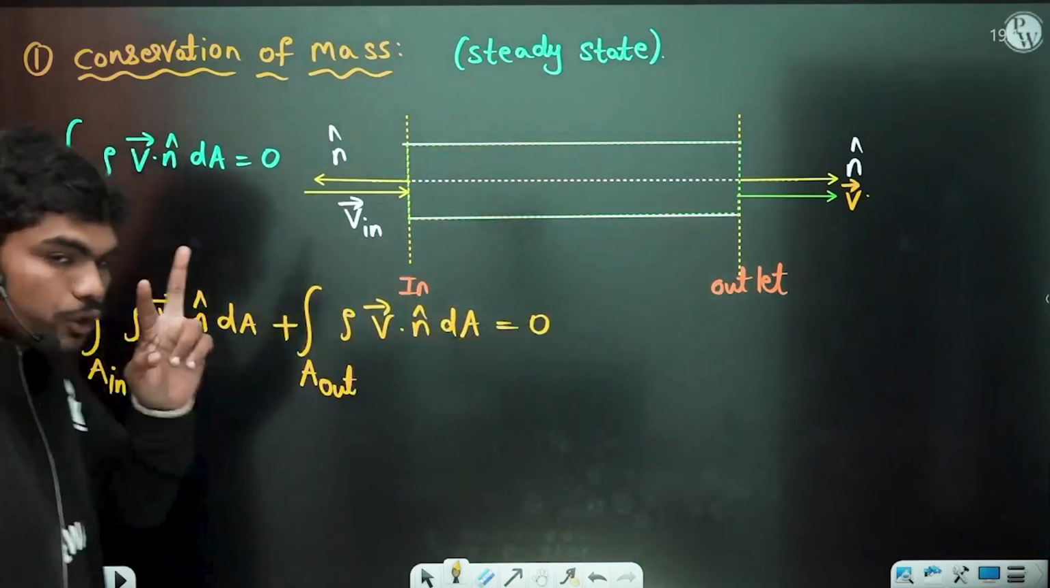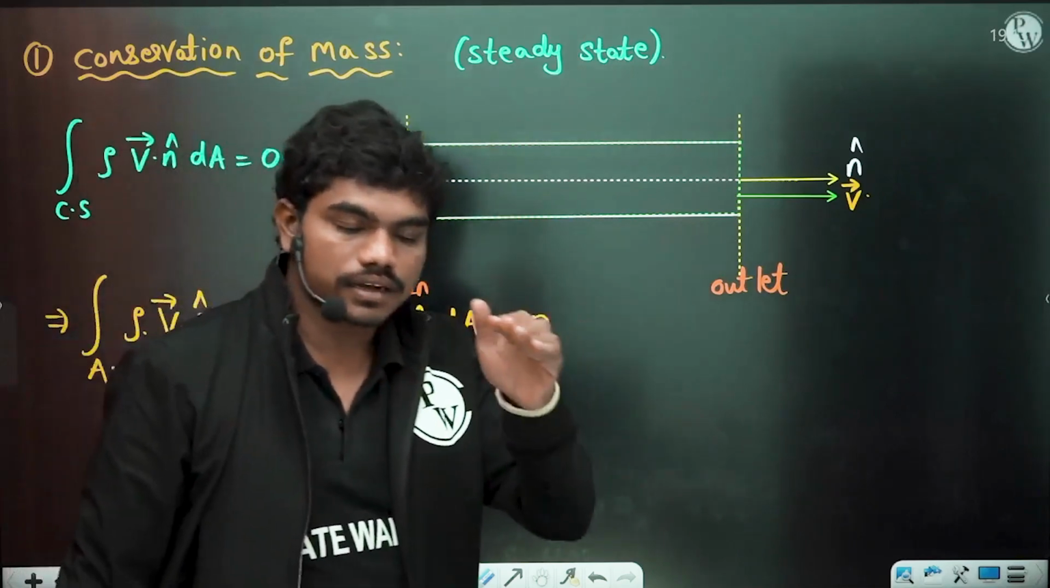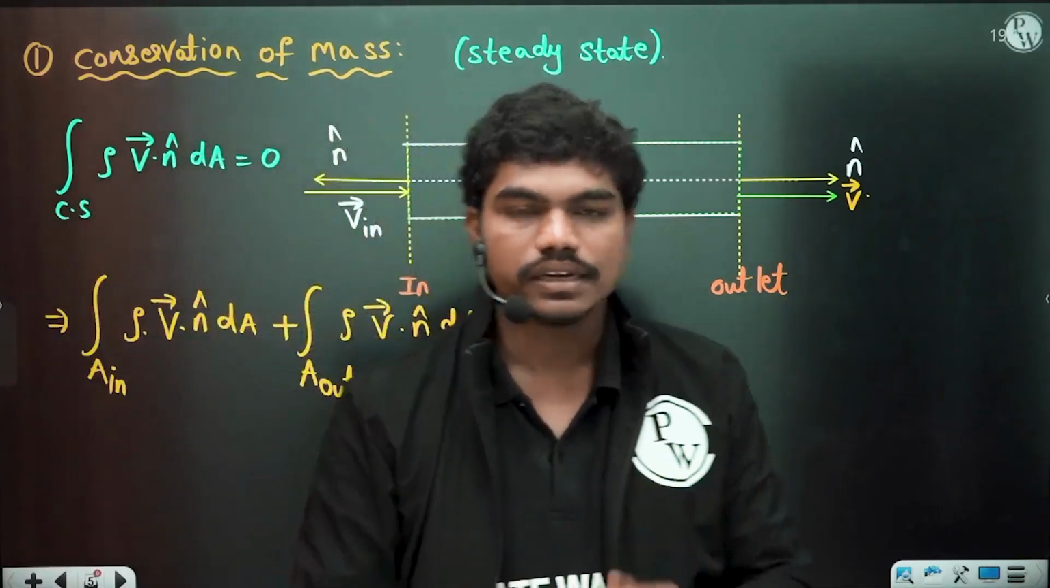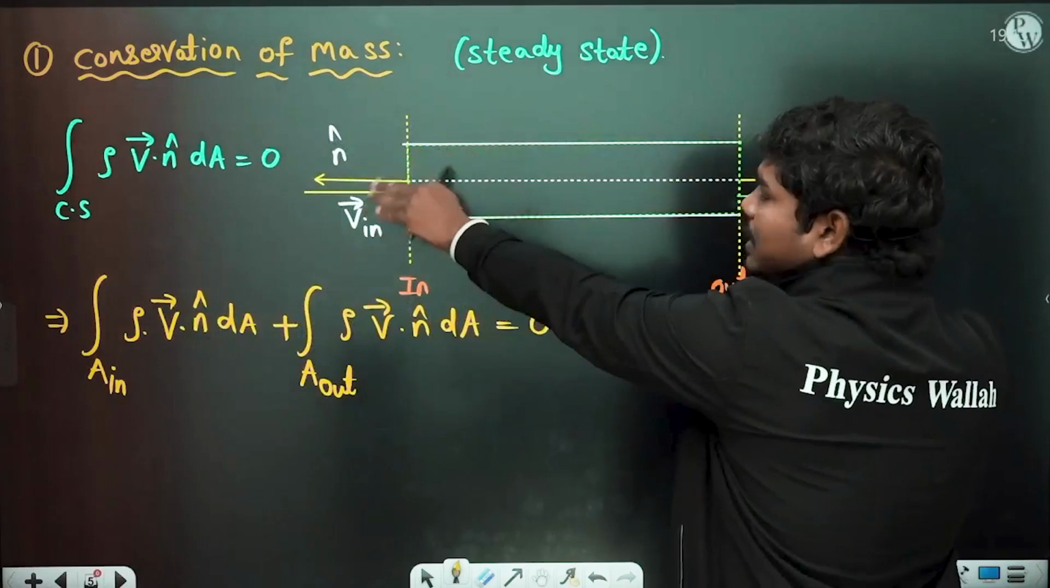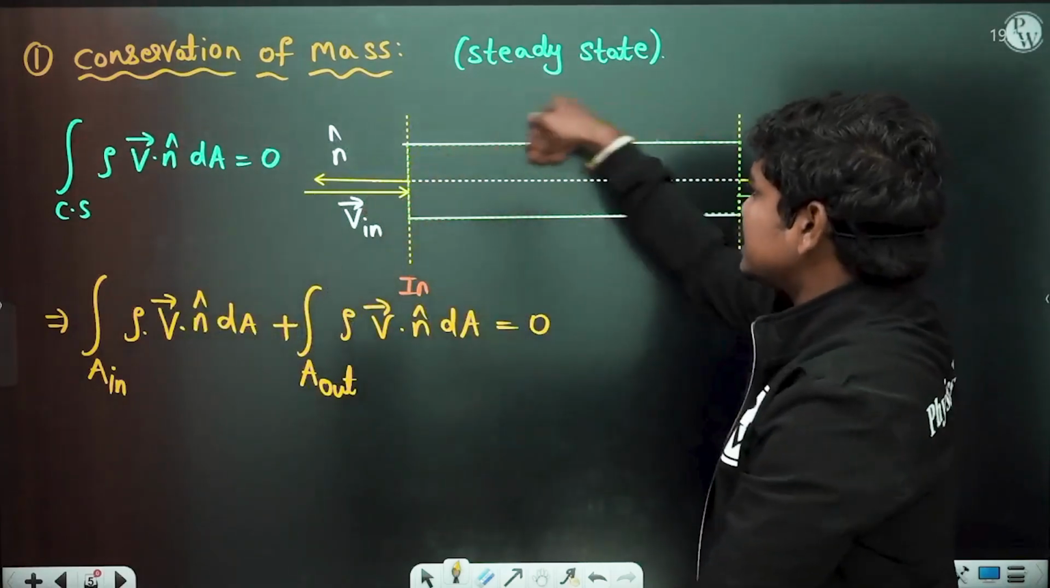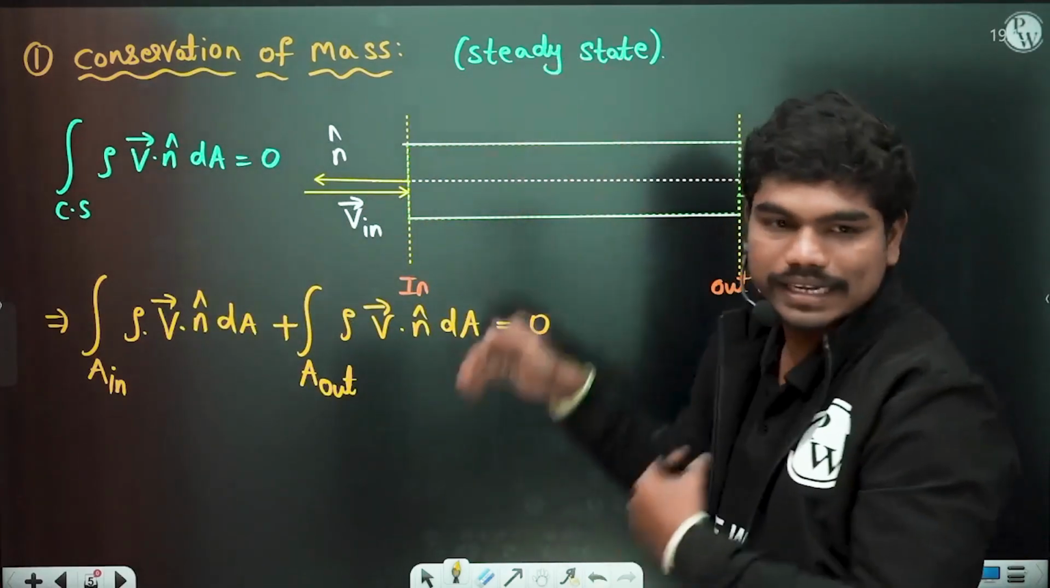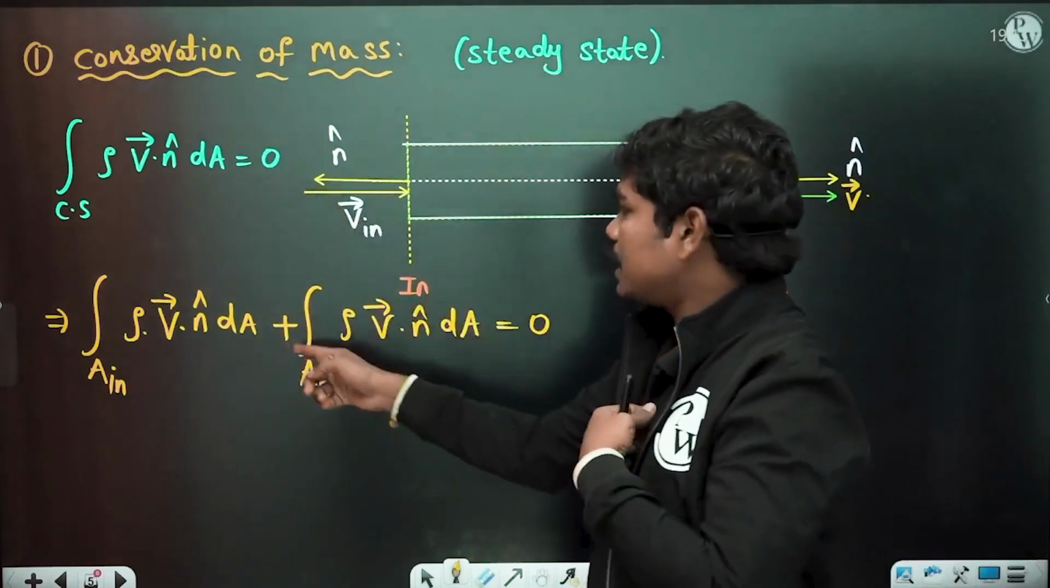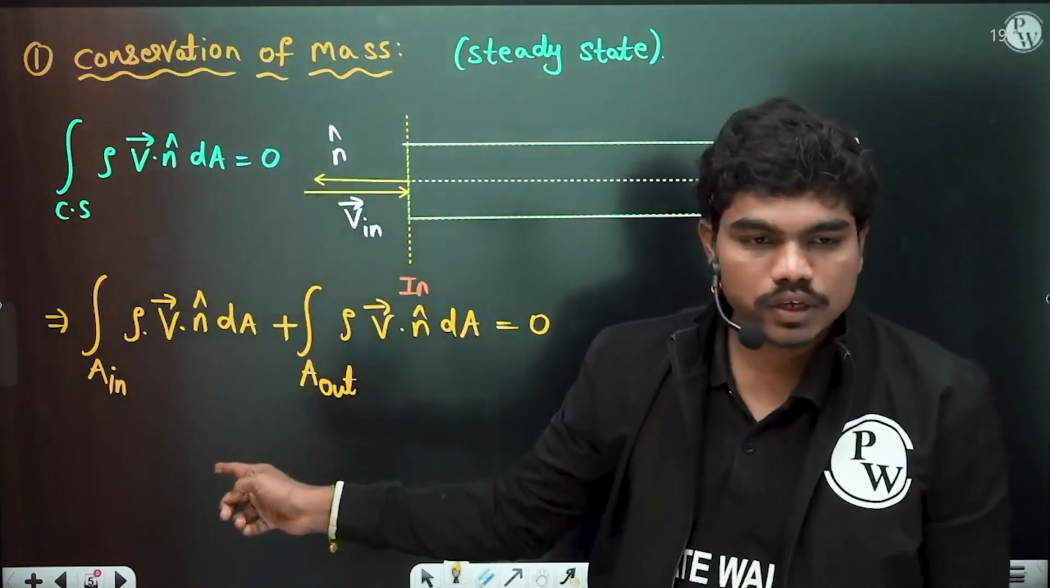Because I have only two areas through which the fluid is actually crossing the control volume. Correct? At only two locations the fluid is crossing the control volume. Through the other parts, these are thick solid walls, so the fluid cannot escape. Okay, so can I write this equation like this? Please type in the chat box, yes or no.